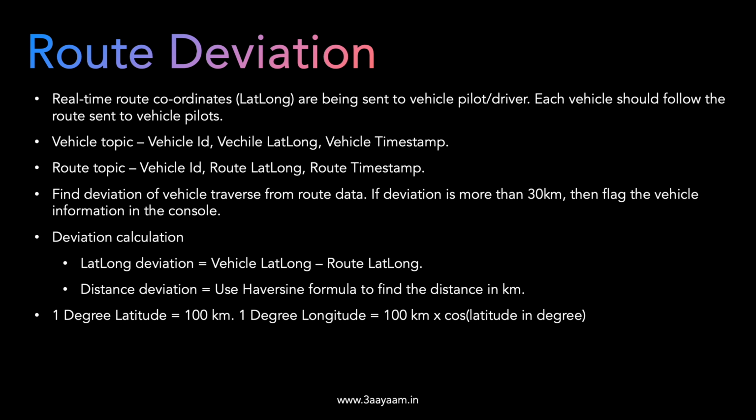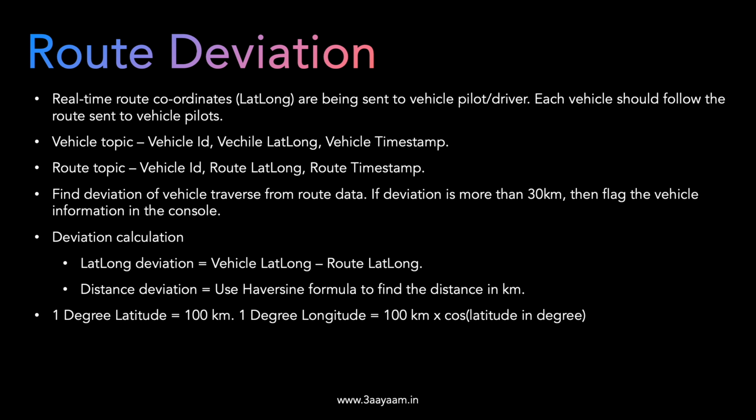Now in this case, I'm saying that if the deviation is more than 30 kilometers, it is actually way high. It should not be 30 kilometers, but I have generated the data in such a way that 30 kilometers is actually normal. So we can ignore the 30 kilometers, or you can ignore the practicality of the number but implement the use case.